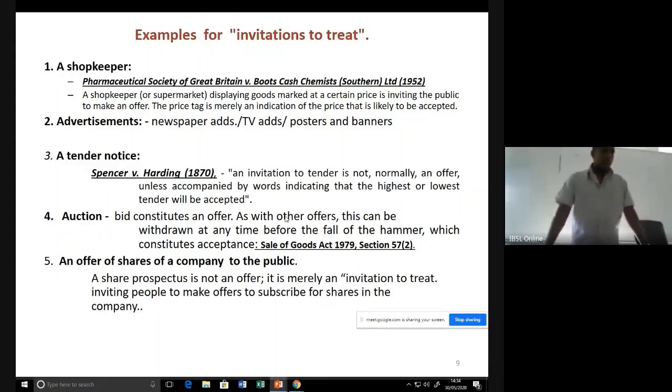It is merely an invitation to trade, inviting people to make offers to subscribe for shares in the company. So the general public has to make an application or make offers to the company. The company can choose to whom they are going to allocate shares. Those are 5 examples that I have given here. Those are not offers. Those are invitations to trade.